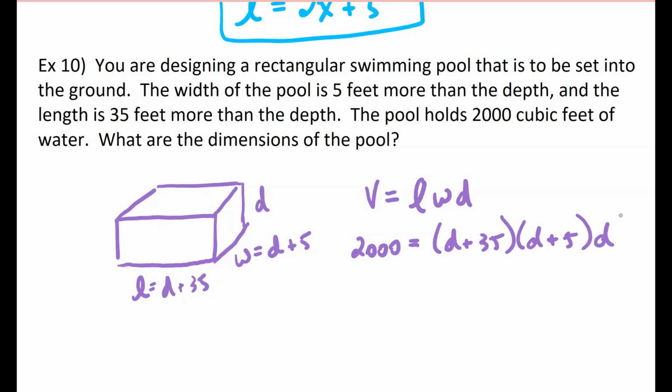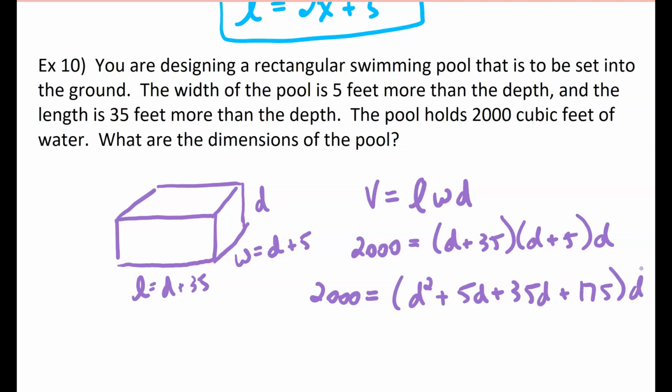Because remember, once we're factored, the only time we can solve is if it's equal to 0. Right now we are not equal to 0. So that means I'm going to have to distribute all of these terms out. Okay, so we get 2,000. Is it looking like this is going to be horrible? Kind of to start, but we'll work through. So we get d squared plus 5d plus 35d plus 175, all times d. Okay. And so now I have 2,000 is equal to d cubed.